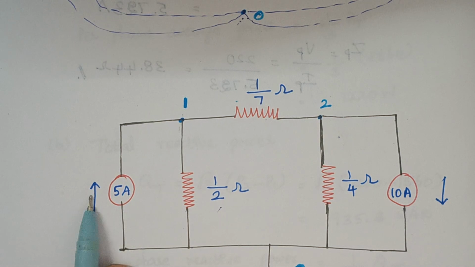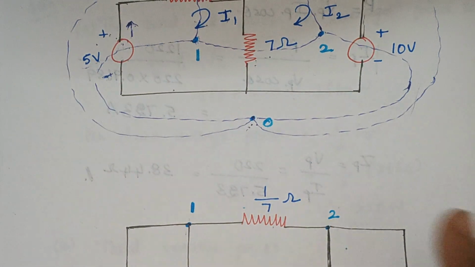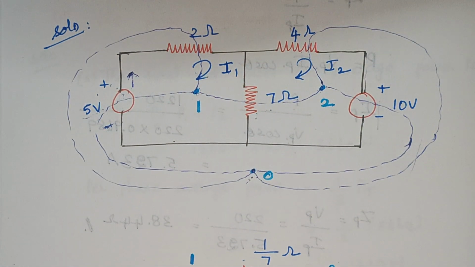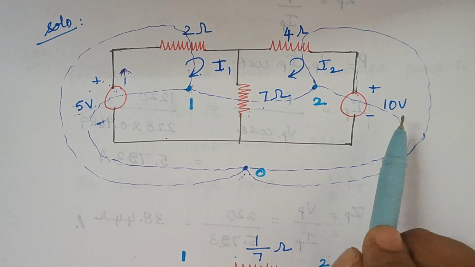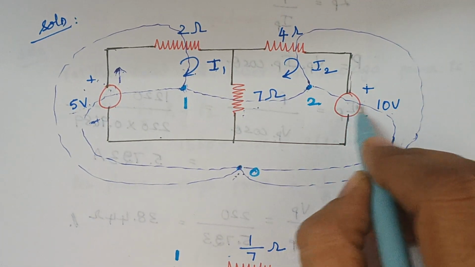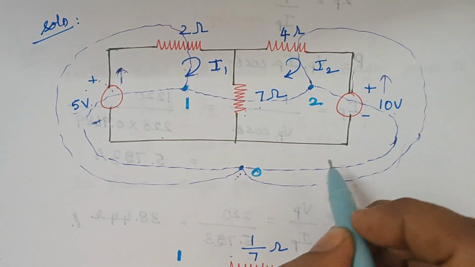This 5 amps flows upward. This 5 voltage is replaced by 5 amps here, right? Now when you look at this voltage source, you see here minus to plus, right? Therefore, the current will flow like this upwards.